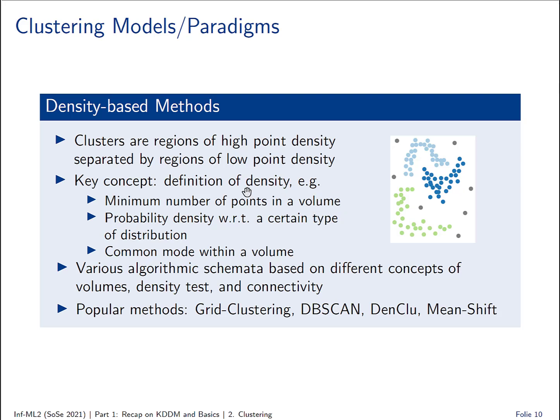And there are different definitions to do that actually. So minimum number of points in a volume of a sphere, for example, or of a grid cell or something like that. Or you can use probability density with respect to a certain type of distribution. You can use a common mode within a volume and stuff like that. So different ideas, different concepts of how to define the density actually.